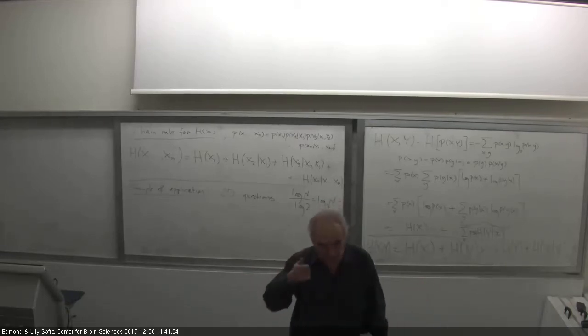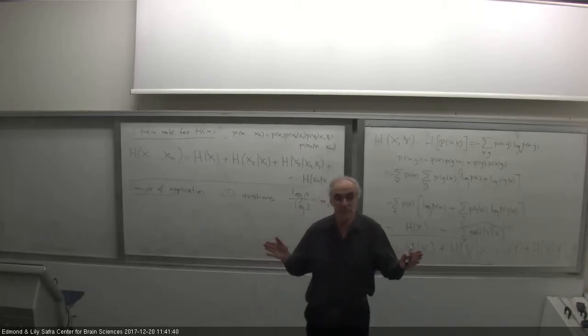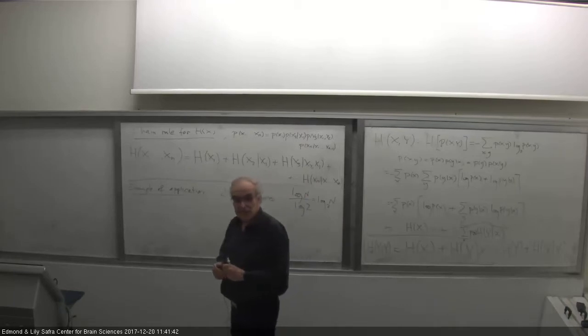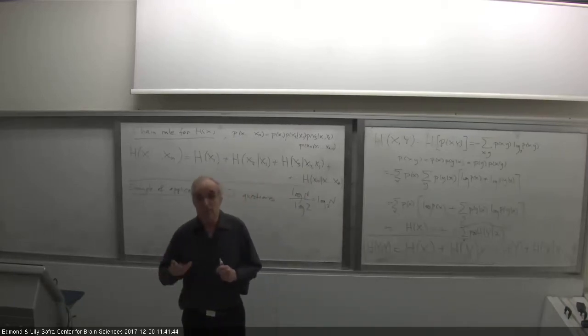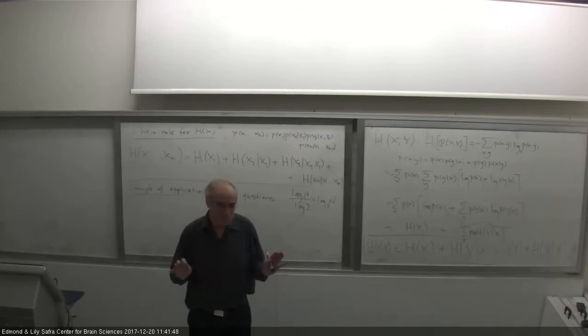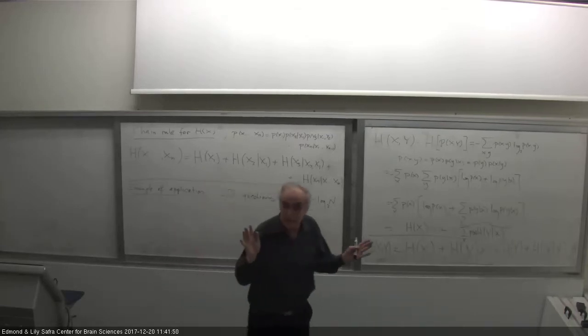Remember, coin 1 is heavier, coin 1 is lighter. Coin 2 is heavier, coin 2 is lighter, and so on. So altogether, the probability space here is 24. So the original uncertainty, the maximum uncertainty, is how much? Log 24. Each one of those options is equally likely to start with.